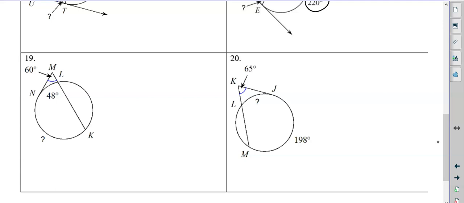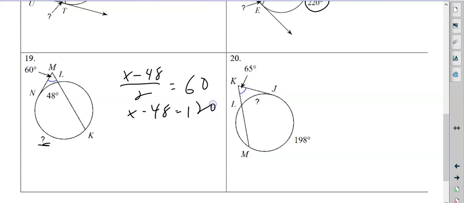All right, so we're trying to find the big arc here. So remember, it's the big arc minus the small arc divided by 2 equals that. So multiply by 2 on both sides. X minus 48 equals 120. Add 48, 168 degrees.